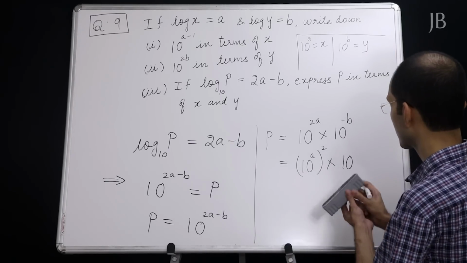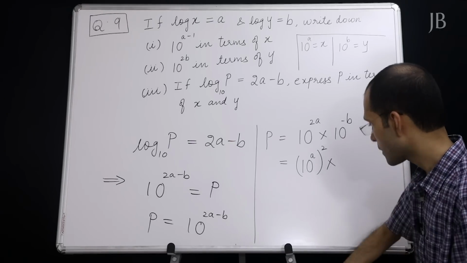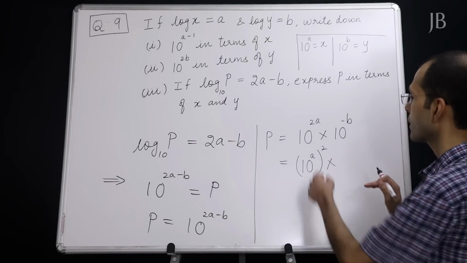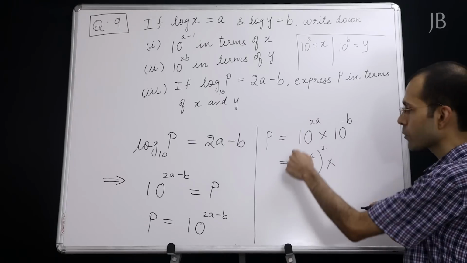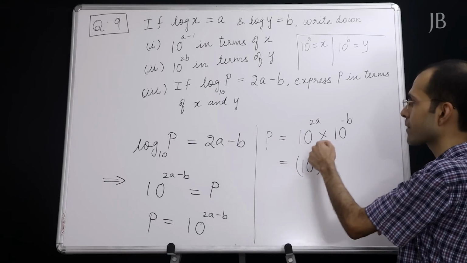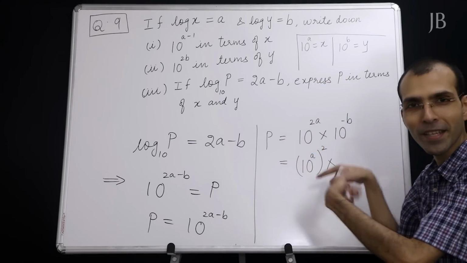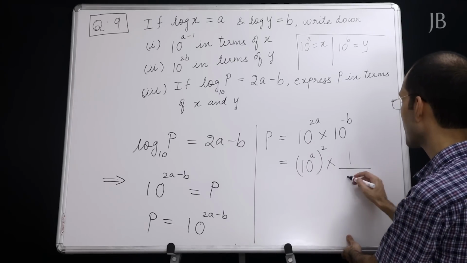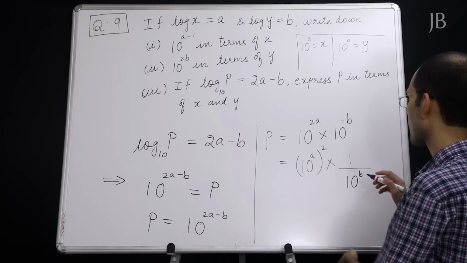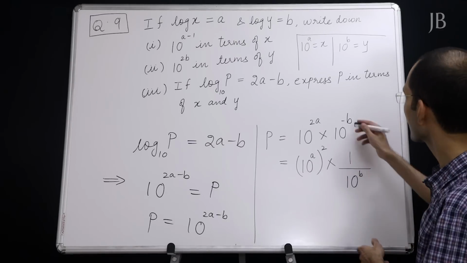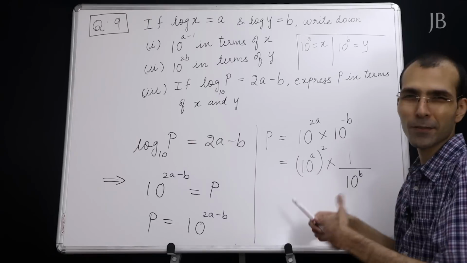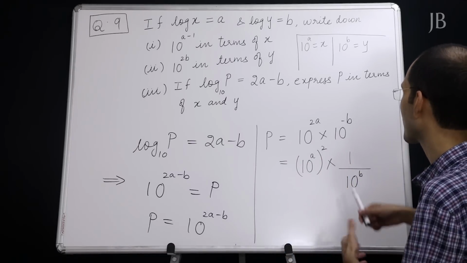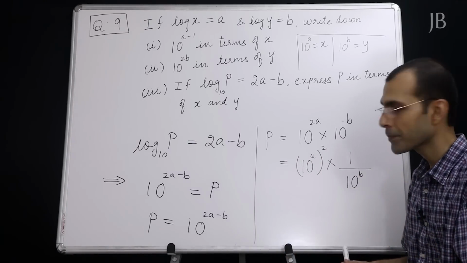Now what we do is, this is 10 raised to minus b, but this was 10 raised to 2a. So we wrote this as 10 raised to a, the whole raised to 2. So that 10 raised to a can be used. And this will be 1 upon 10 raised to b as per laws of indices. Why are we doing this? Because we have the value of 10 raised to b. We don't have the value of 10 raised to minus b.